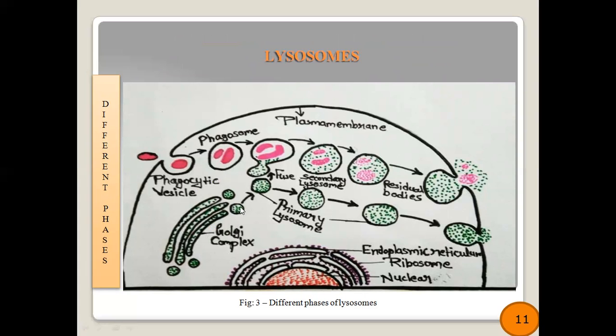We can see first, this is the Golgi complex. From this Golgi complex, primary lysosomes will form and will fuse into the secondary lysosomes, and it will degrade the material. It will form residual bodies, and they will exit from the cell.